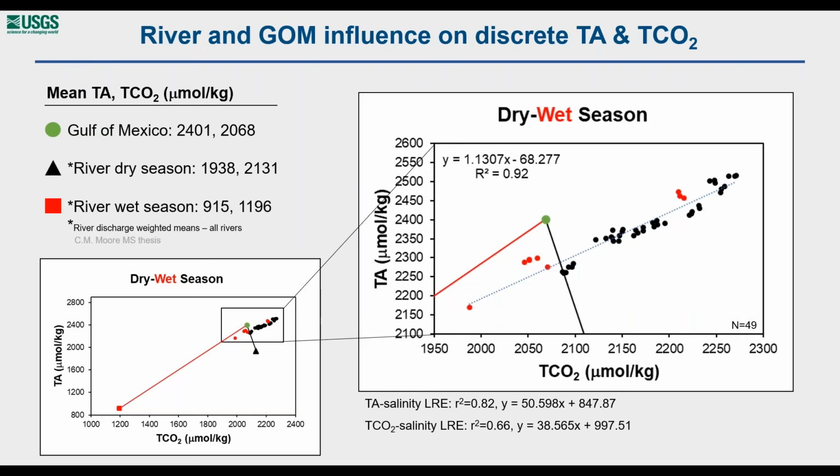And data would typically fall along or between these lines if it were affected primarily by mixing of Gulf of Mexico and river water. But in fact, we see that much of our data falls well outside of this mixing zone, indicating that these variables are also influenced by other processes. And Chris Moore is going to discuss these river influences on the bay chemistry in a bit more detail in the next presentation.